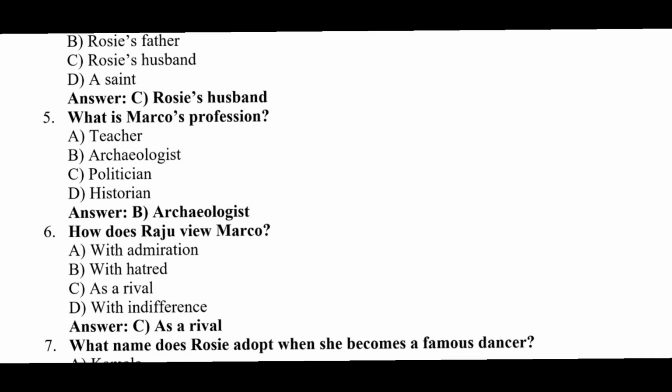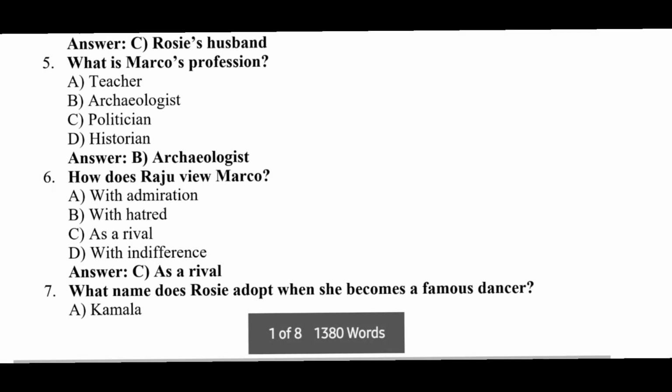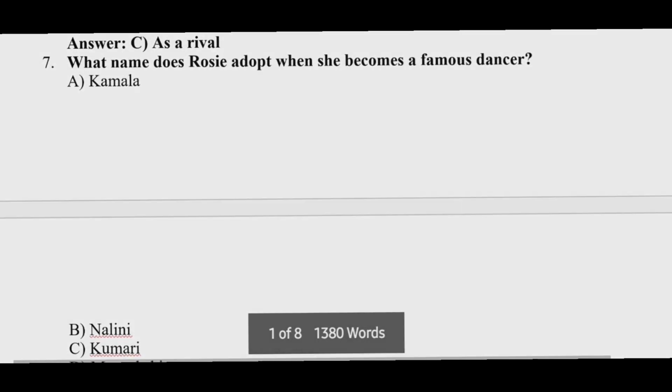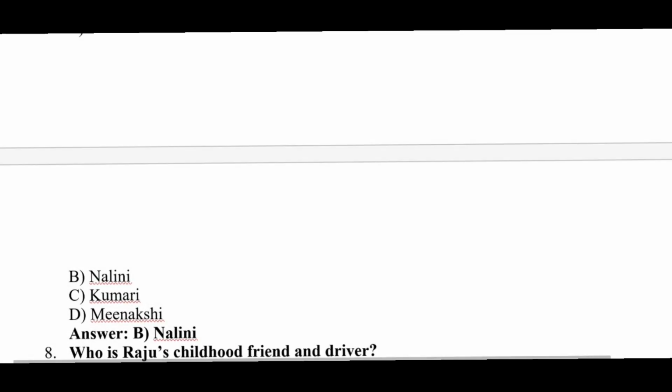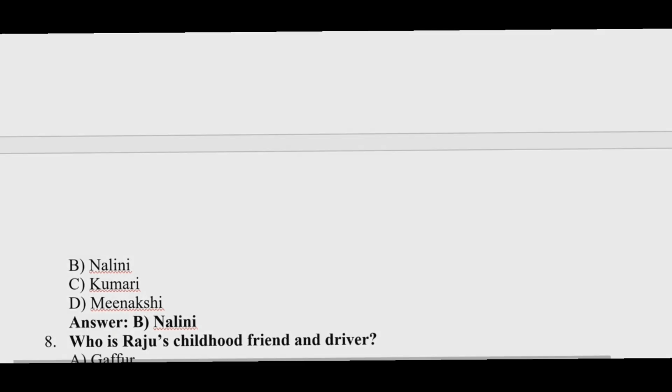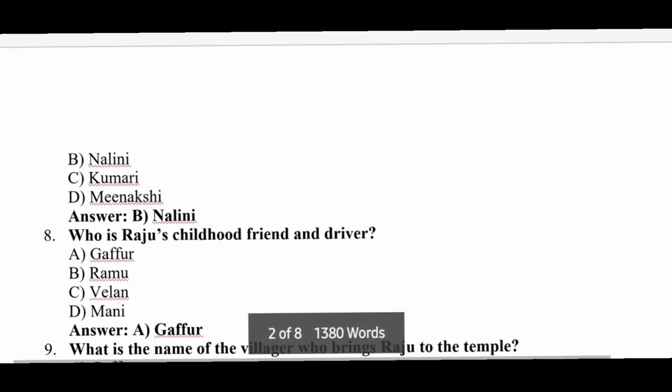How does Raju view Marco? He views him as a rival. What name does Rosie adopt when she becomes a famous dancer? It's Nalini. Who is Raju's childhood friend and driver? Gafoor.